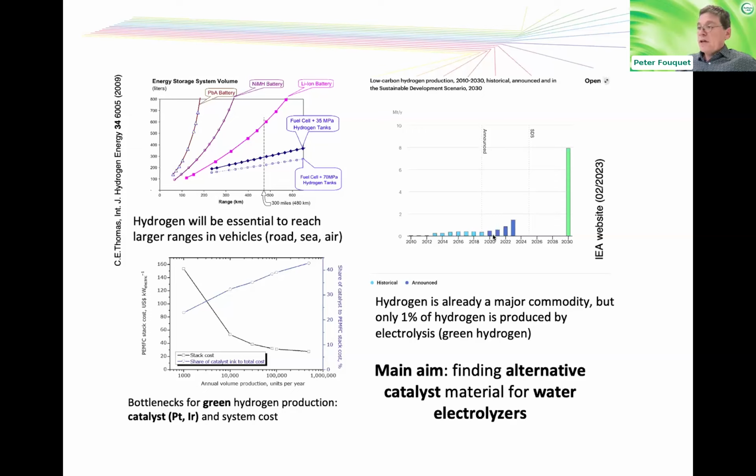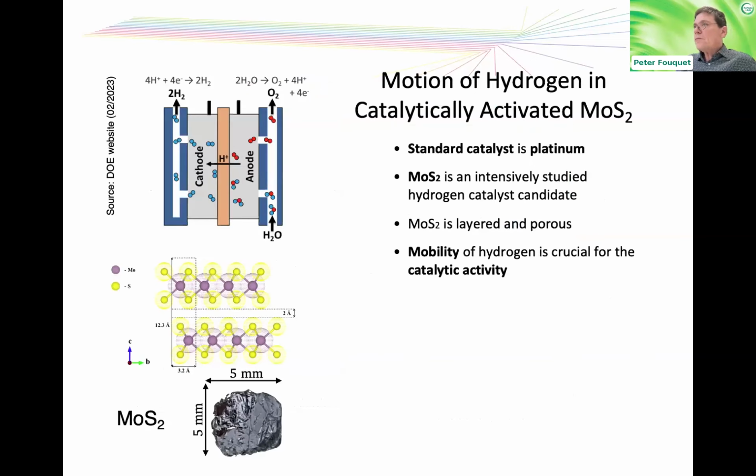So we need to have alternative catalysts. That's what we are working on. So this molybdenum sulfide that we are working on is a layered material, and it's highly porous.